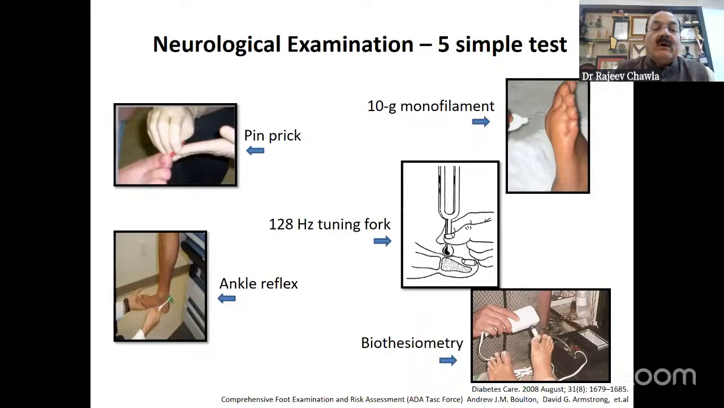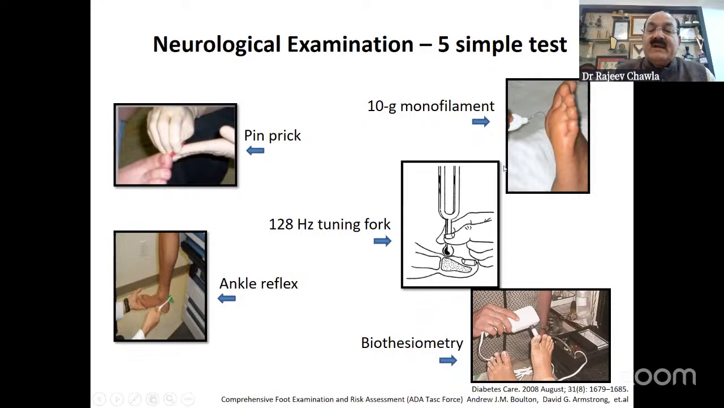So I'll show you how to use the 10-gram monofilament. You put it on 5 points on the foot and look for whether the patient can feel it or not. You don't have to put it very deeply. You just put 10-gram pressure so that it just buckles.